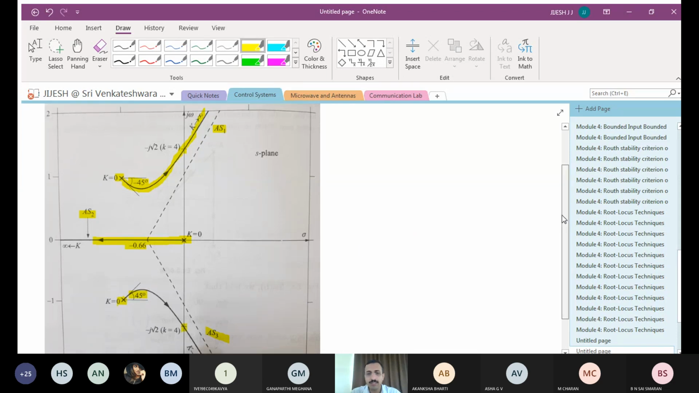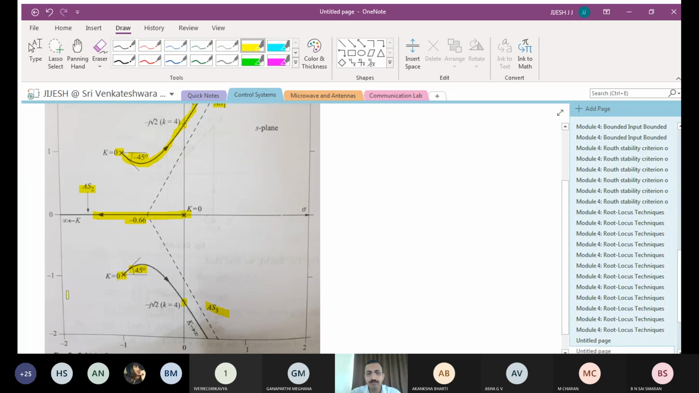And if you see the lower portion of it, we are going with plus 45, so it will start from here, and then you have to pass through this point, that is plus minus j root 2 at k is equal to 4, and then it has to go parallel to whichever asymptote is available.